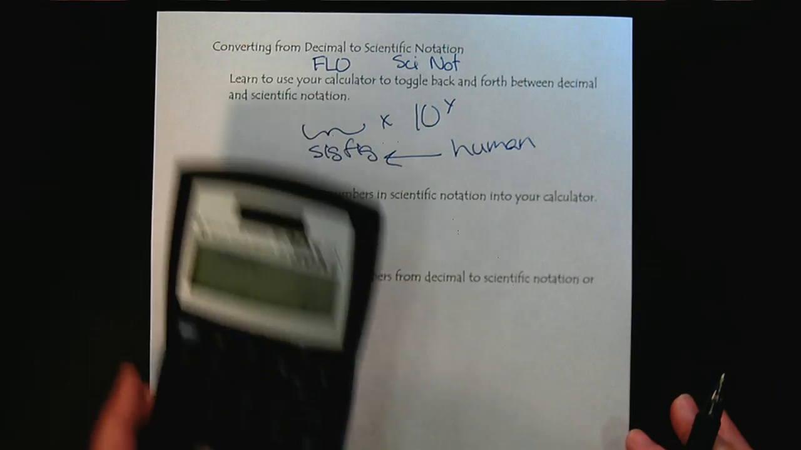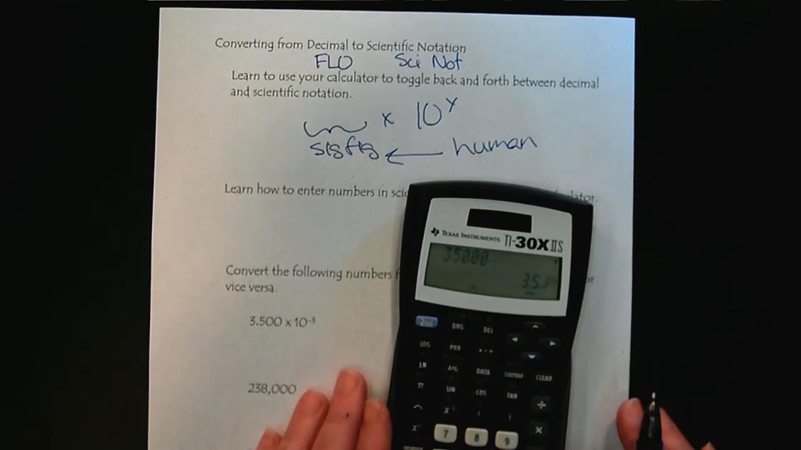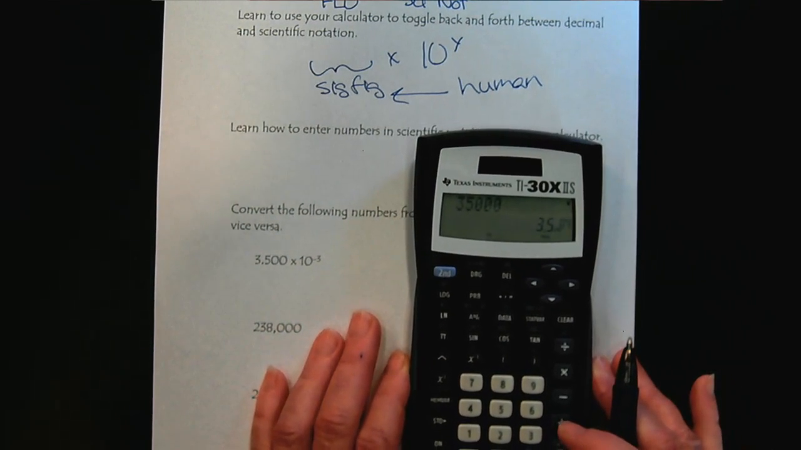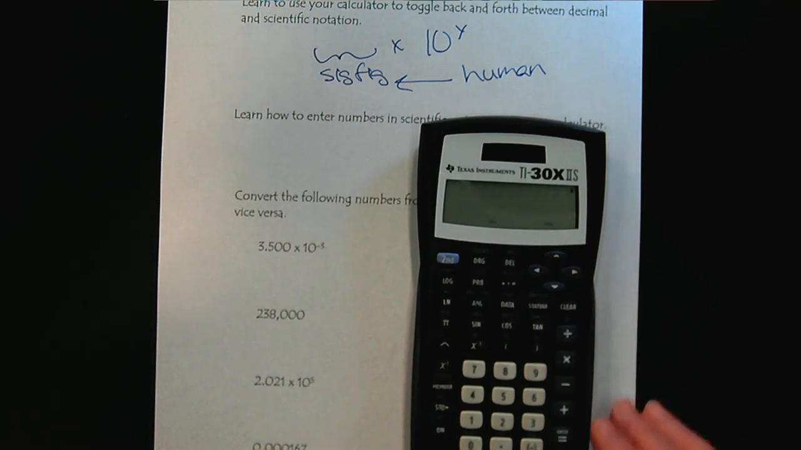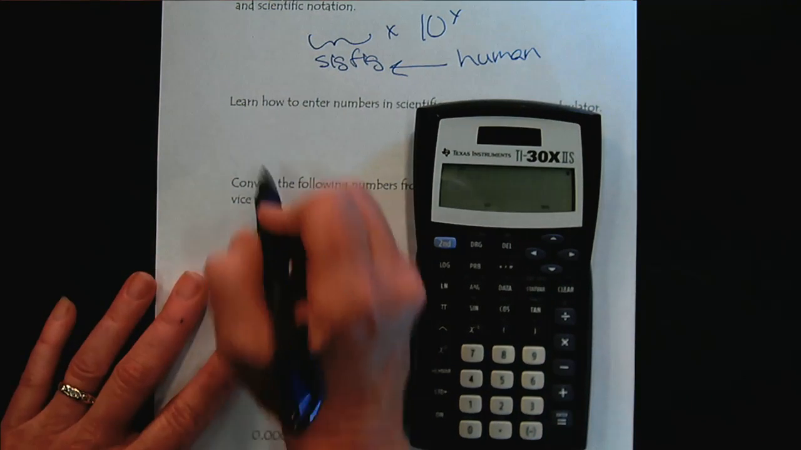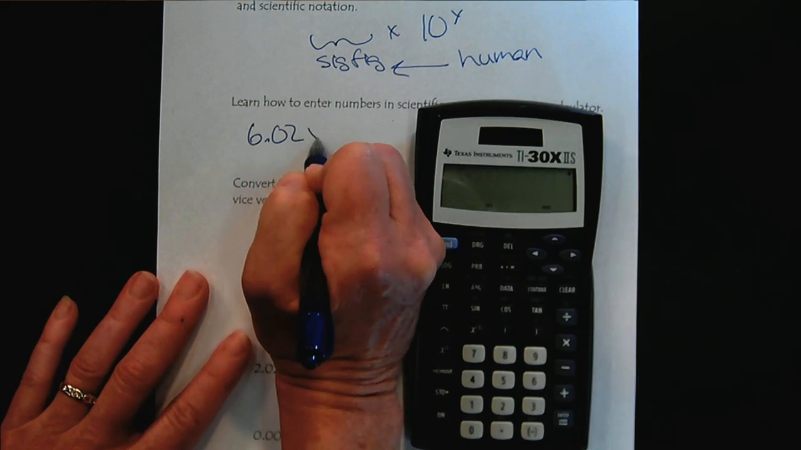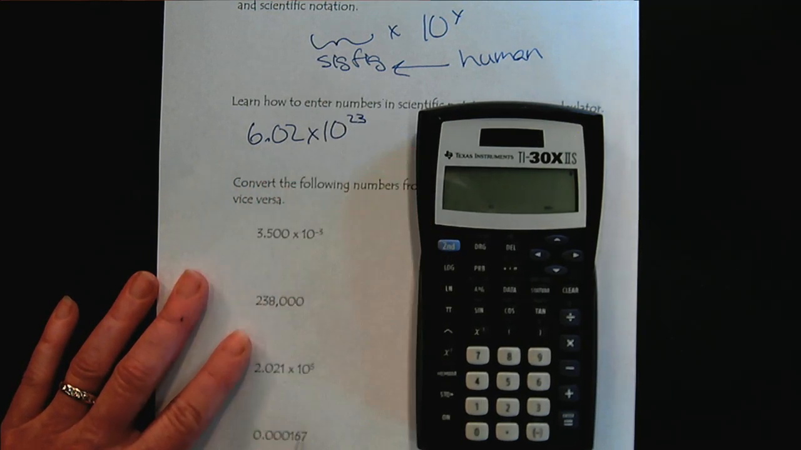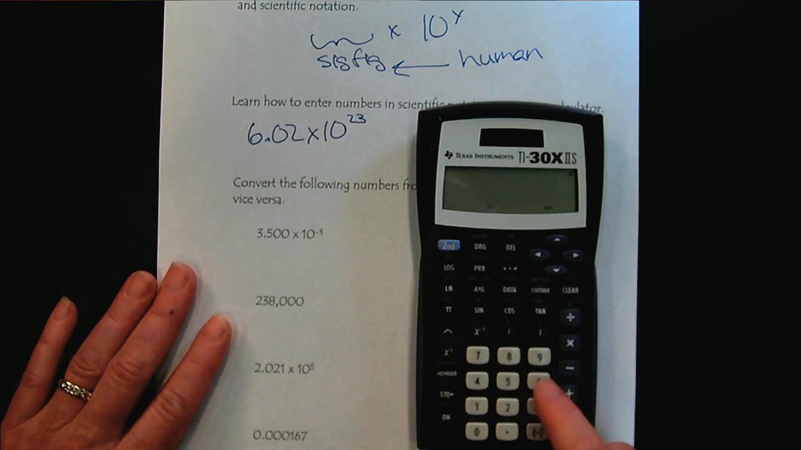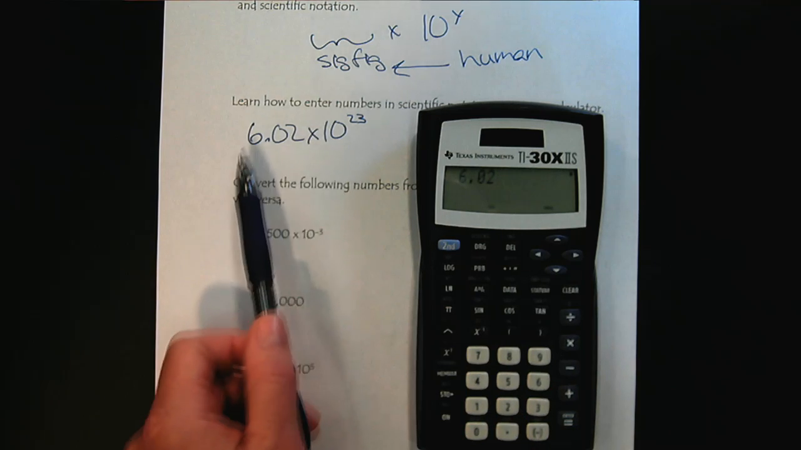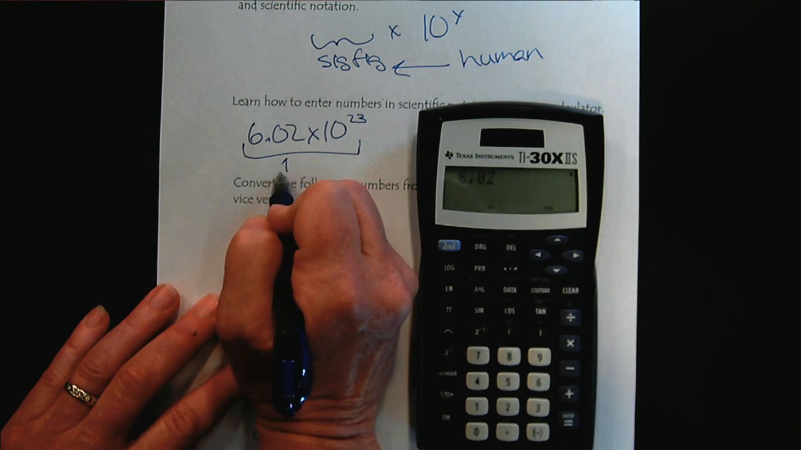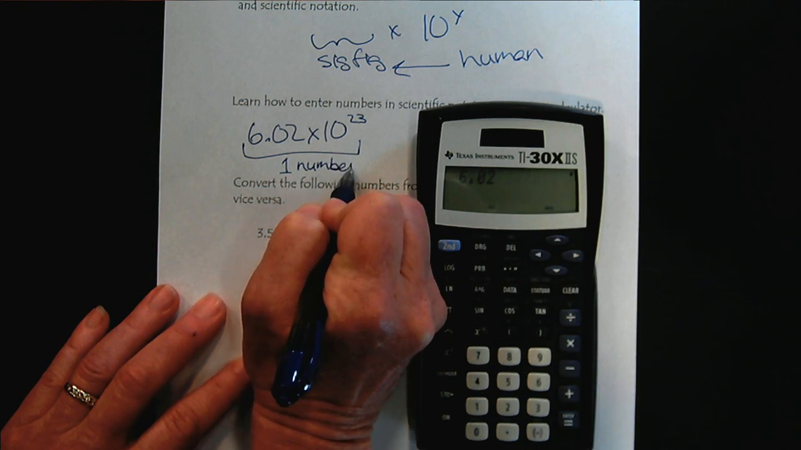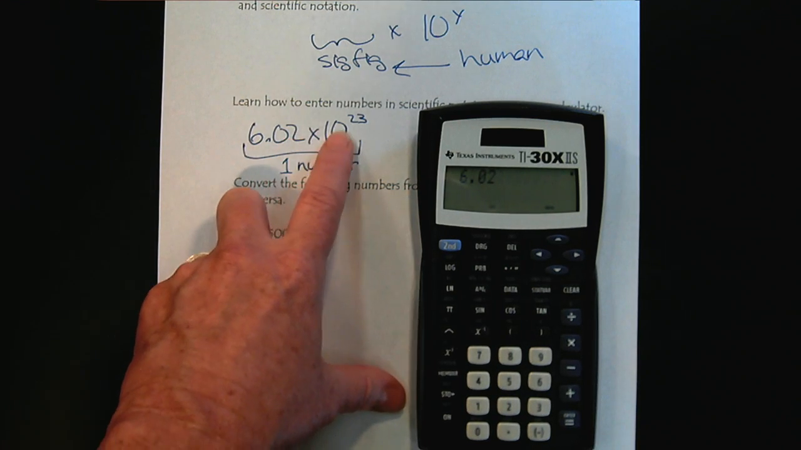Now we know how to toggle back and forth. Let's look at how we could actually enter a number in scientific notation. I'll clear the display, and let's say we wanted to enter the number 6.02 times 10 to the 23rd. We enter our coefficient, 6.02. And now it's very important for calculations that we link this all together. This is one number. This is one measurement, one value. So it's important that we link them.